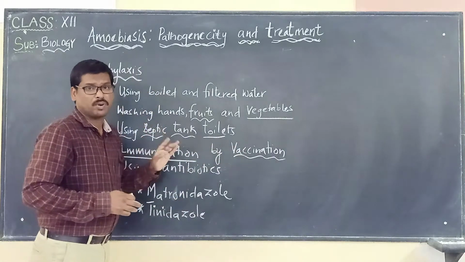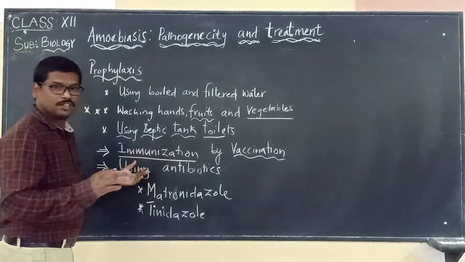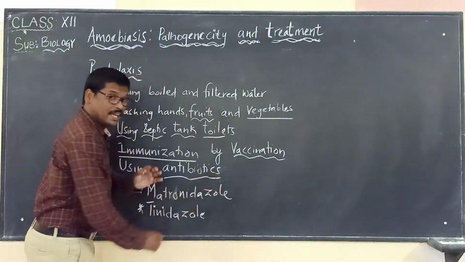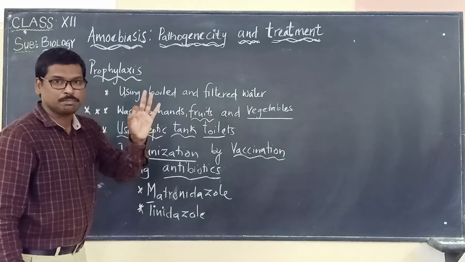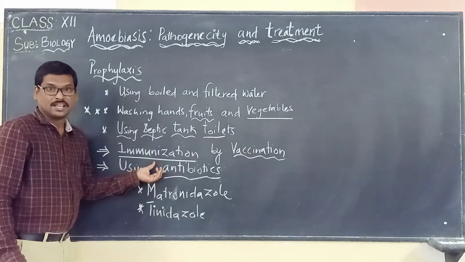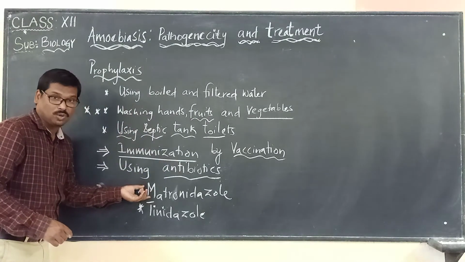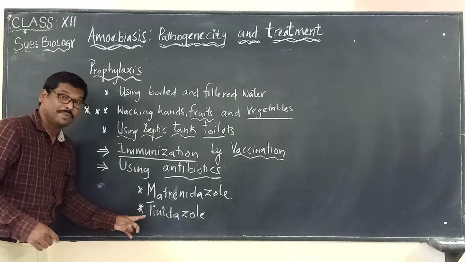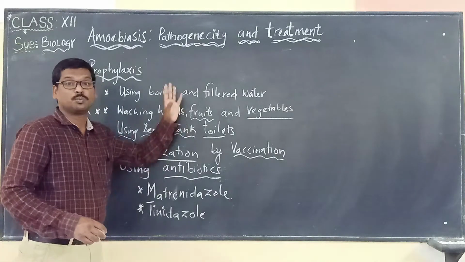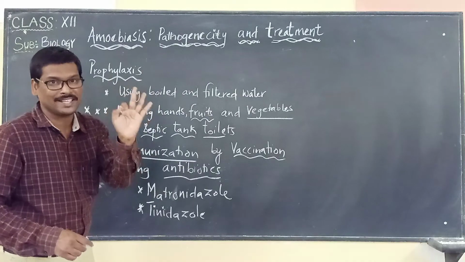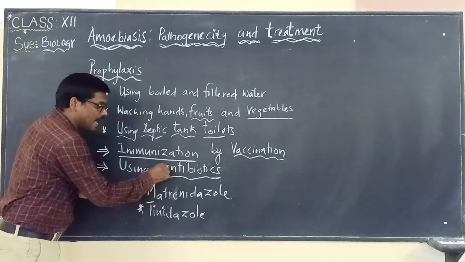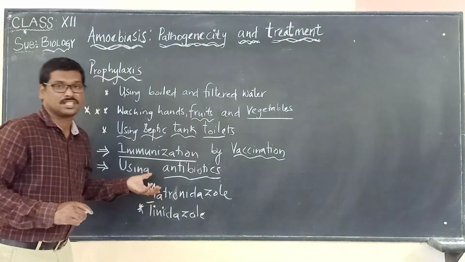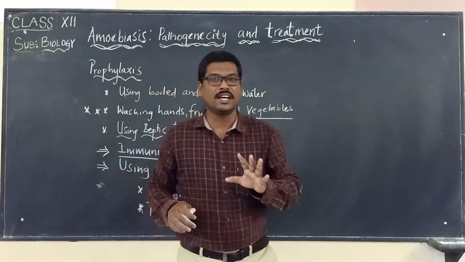So vaccination is very important, and once a person is suffering with this disease, then he or she must go for using antibiotics, which will destroy that particular pathogen. Antibiotics such as metronidazole and tinidazole are the two best antibiotics which are used against what? Amoebiasis. Entamoeba histolytica can be destroyed by using antibiotics such as metronidazole and tinidazole. These are the best medicines used in treating this disease.